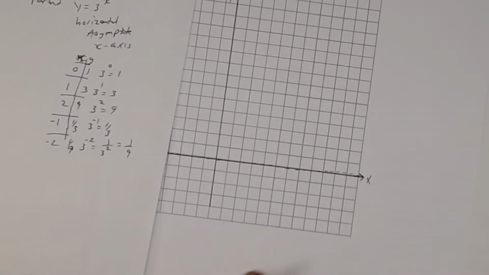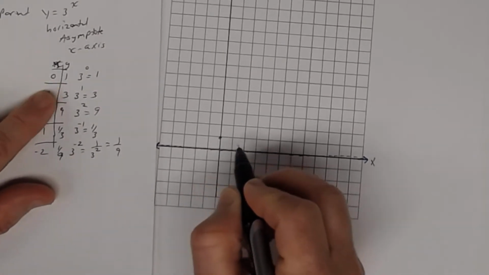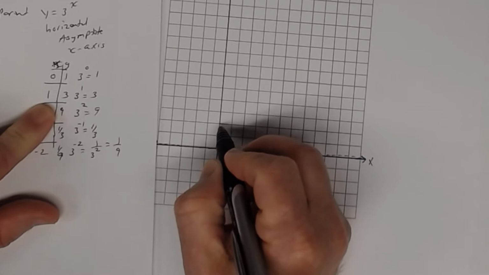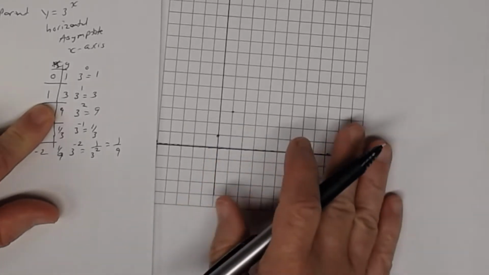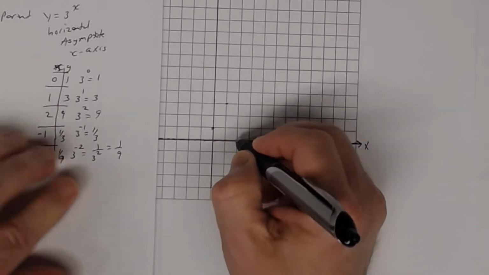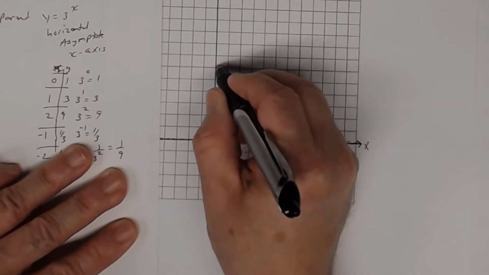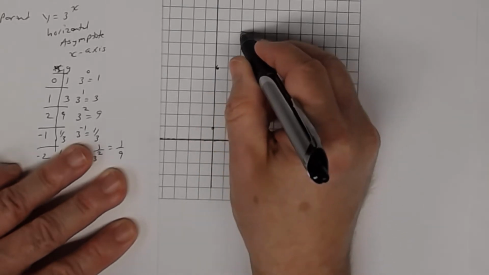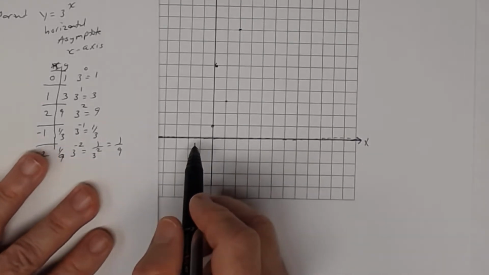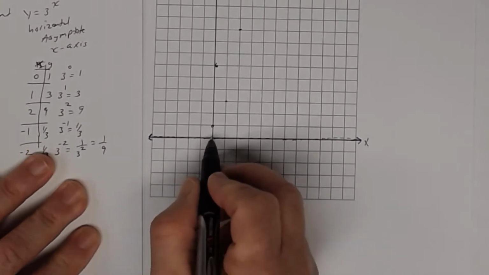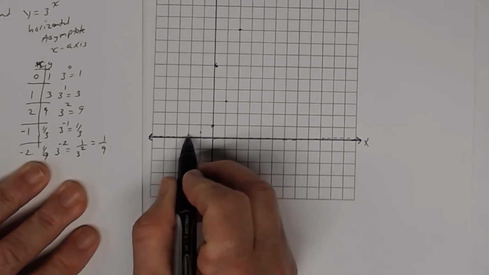And so we're going to plot those points. So here's what we're going to have. We have 0, 1. We have 1, 3. 1, 2, 3 right here. Each mark is going to represent 1 unit. We have 2, 9. So 2, 9, 3, 4, 5, 6. I'm going to put a 6 here. 6, 7, 8, 9. And then for negative x values, we have negative 1, 1/3, which is about here. We have negative 2, 1/9, which is about here, and so on.